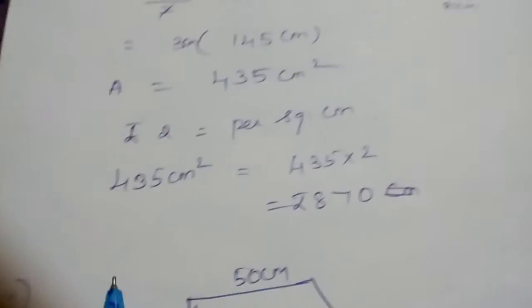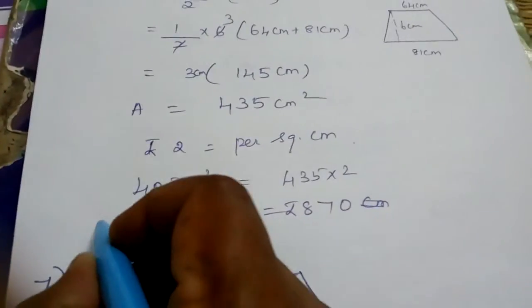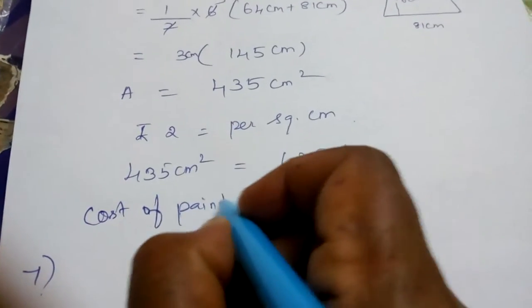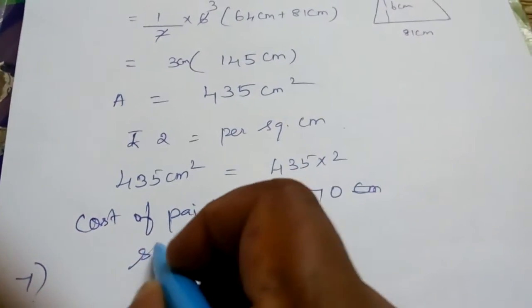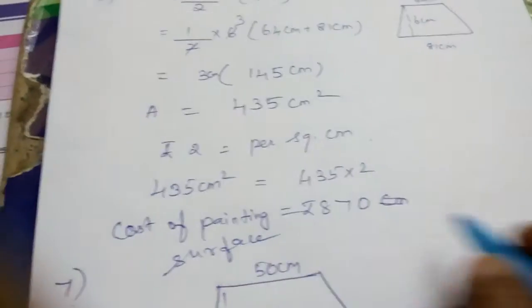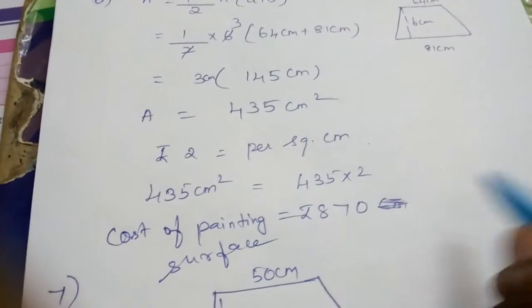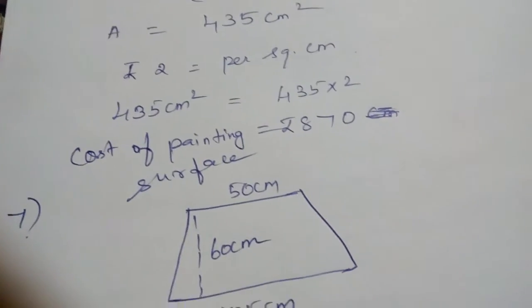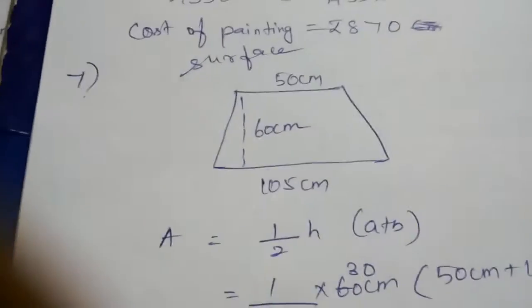So rupees 870 is the cost of painting the surface. You can write here: cost of painting surface, which is equal to rupees 870. Okay, now we'll pass on to the next question. It is the seventh question. So it completes this exercise part.